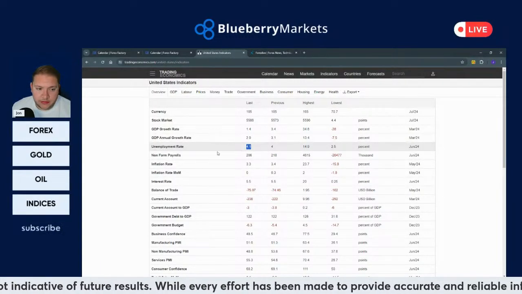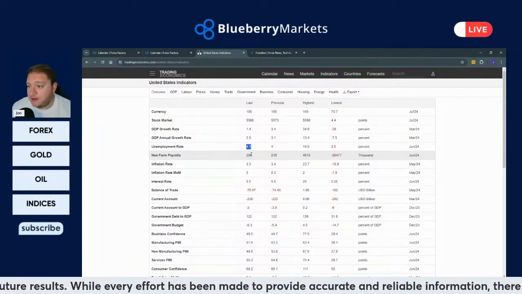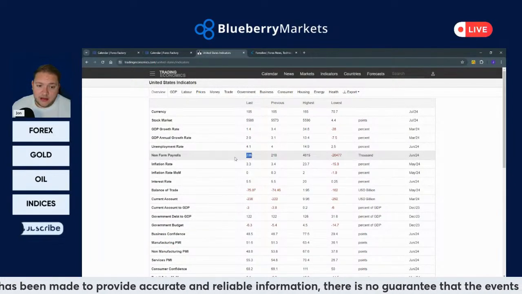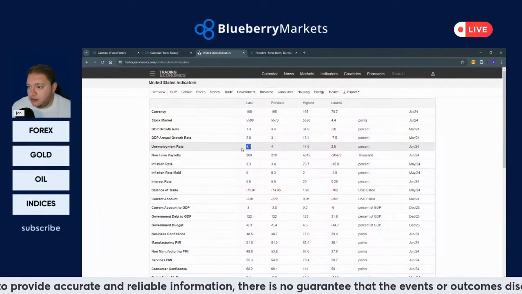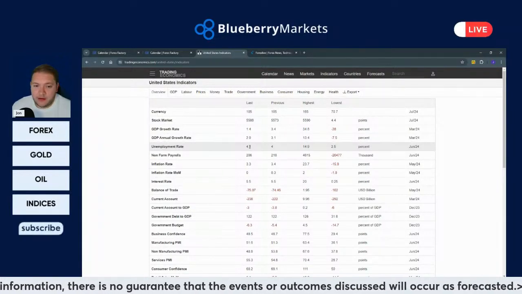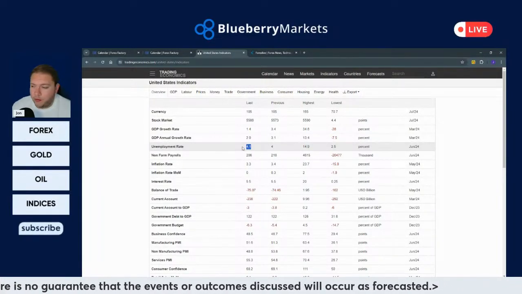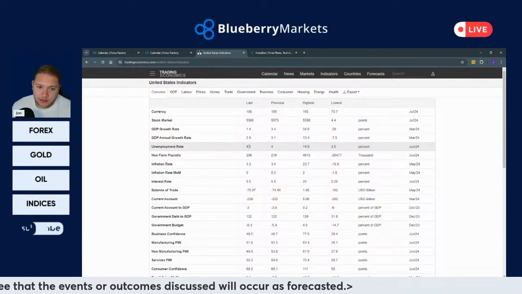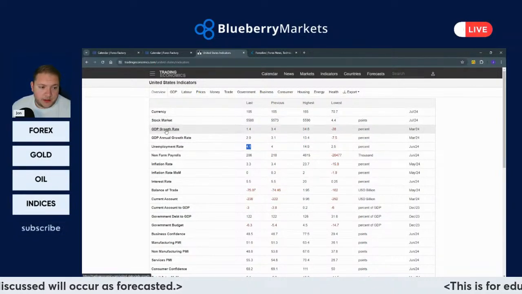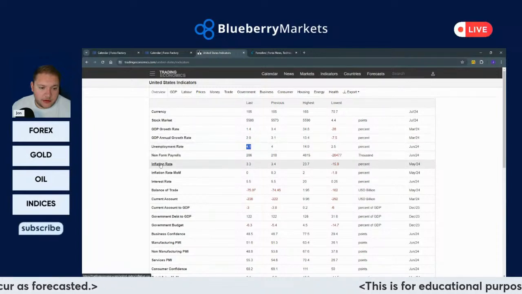Unemployment rate obviously up to 4.1%. I think the labour market's going to be the straw that breaks the camel's back, is what the saying is. I think that's going to be the tipping point. I'm going to put my money where my mouth is. If we see a 4.5% here, I think we'll see a cut from the Federal Reserve. GDP growth, GDP annual growth, inflation rate.